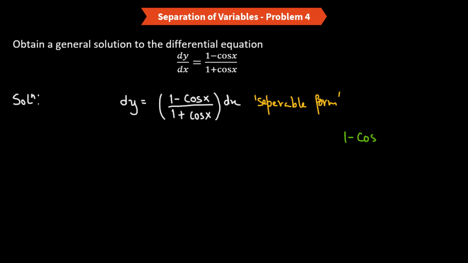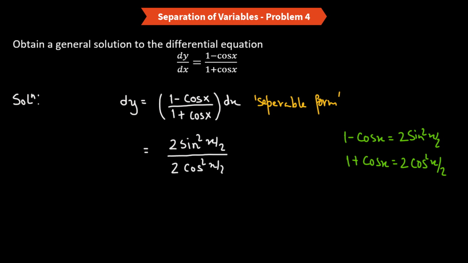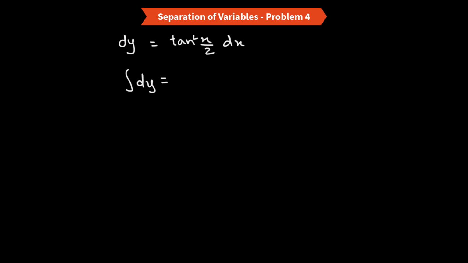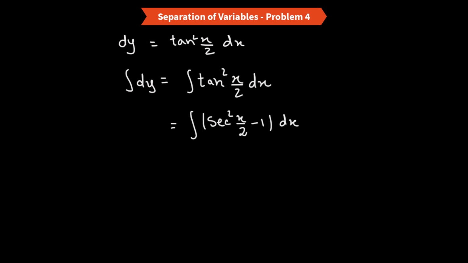Now we're going to use the identity 1 minus cosine of x is 2 times sine squared x over 2. So we replace it with this particular value, divided by 1 plus cosine of x, which will get replaced with 2 times cosine squared x over 2, so that we get tangent squared x over 2. Now tangent squared x over 2 can also be rewritten as secant squared x over 2 minus 1. Here we're using the identity 1 plus tangent squared theta is equal to secant squared theta. So we get integration dy is equal to integration secant squared x over 2 dx minus integration dx.